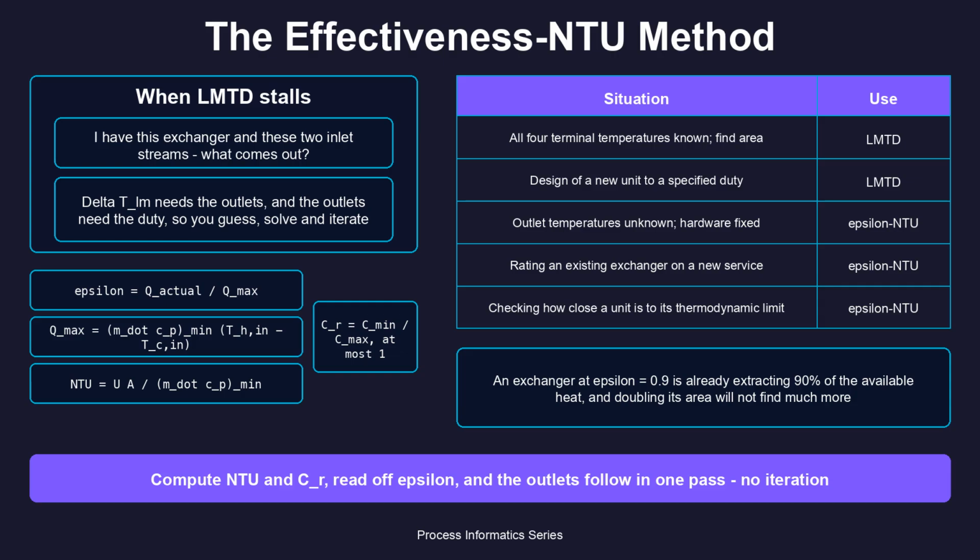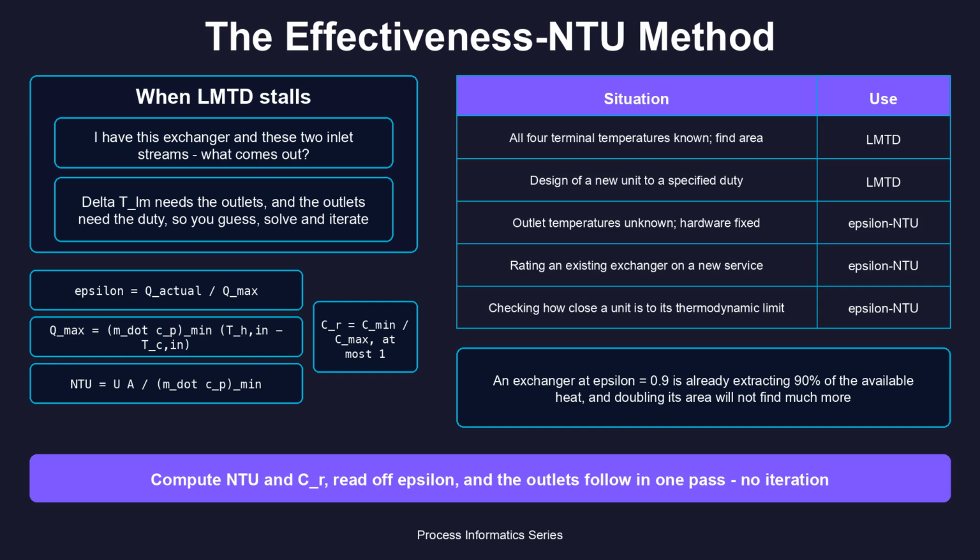The sizing above worked because all 4 terminal temperatures were known. Often they are not. Asked instead, I have this exchanger and these 2 inlet streams, what comes out? The LMTD method stalls. The log mean needs the outlets, and the outlets need the duty. You guess, solve, and iterate. The effectiveness NTU method removes the iteration by rephrasing the question.